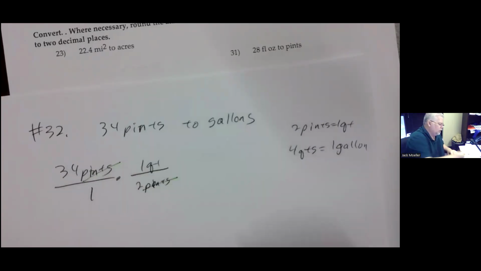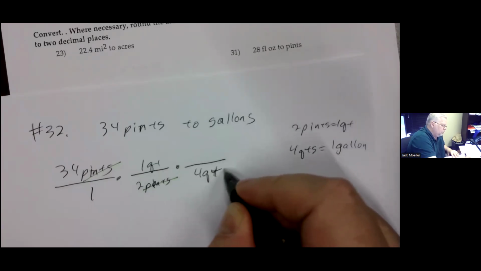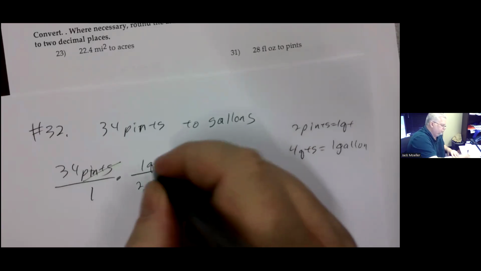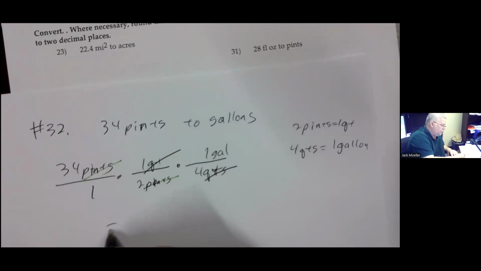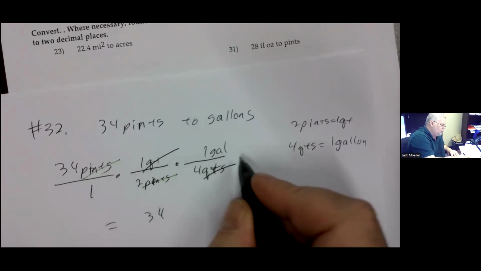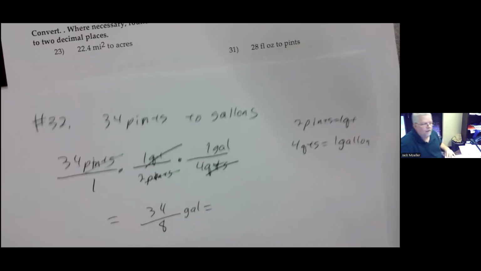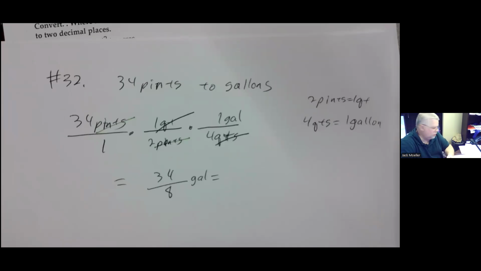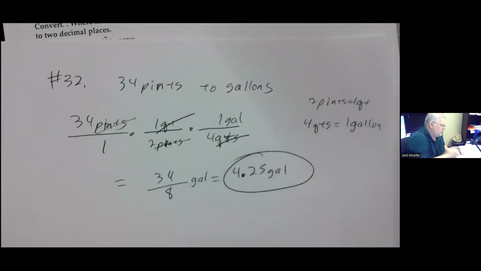Now we need to convert quarts to gallons. So quarts needs to go on the bottom on the next fraction. So 4 quarts is 1 gallon. Okay, now since you have 2 numbers on the bottom, definitely do your multiply first. On the top, we have 34. On the bottom, 2 times 4 is 8. And then do your division last. So 34 divided by 8 is 4.25. All right, so 34 pints is 4.25 gallons.